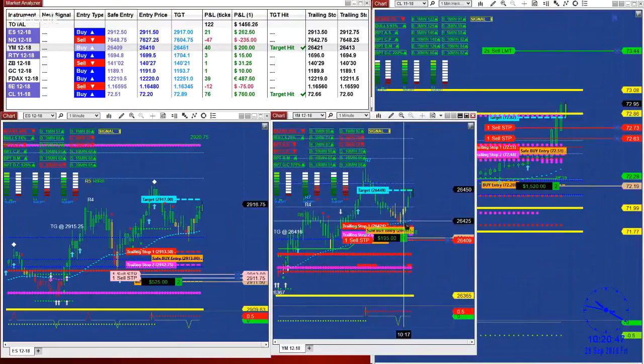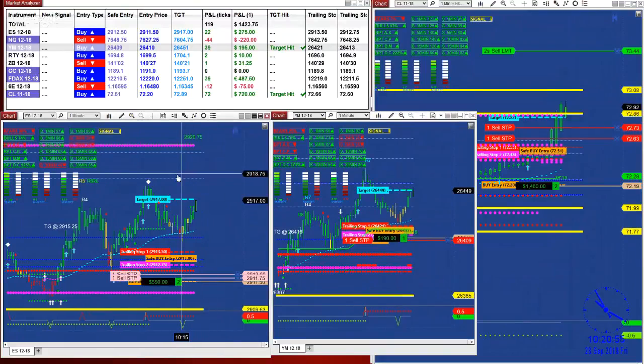So we took one trade out, and if you notice, we got the pullback re-entry exactly how it says, pullback re-entry.